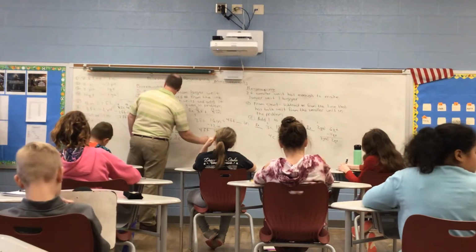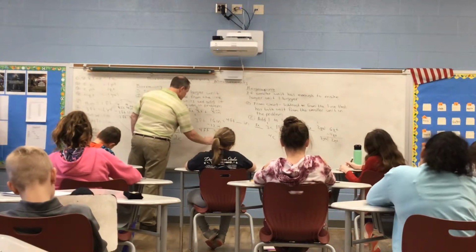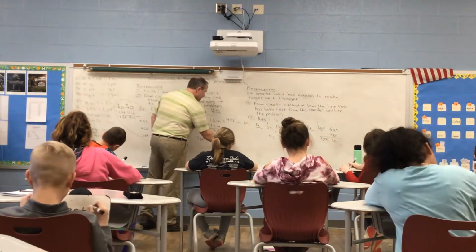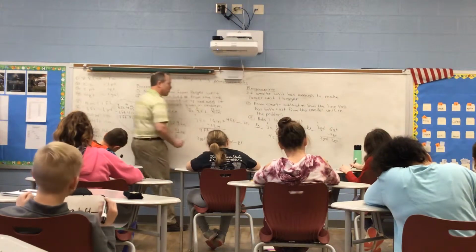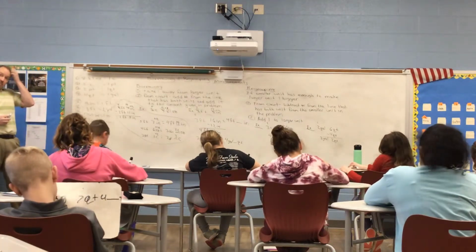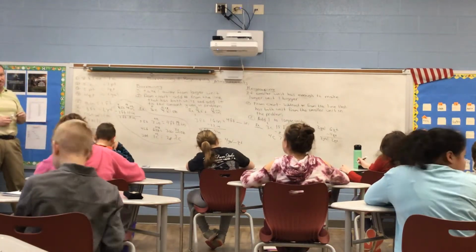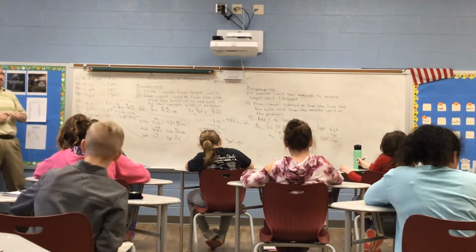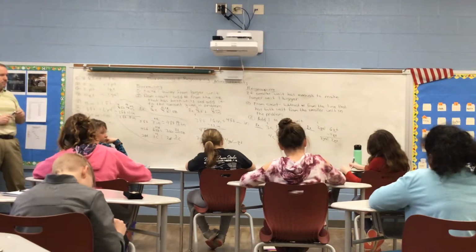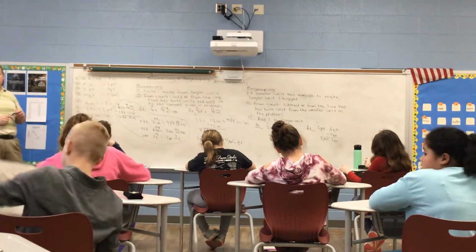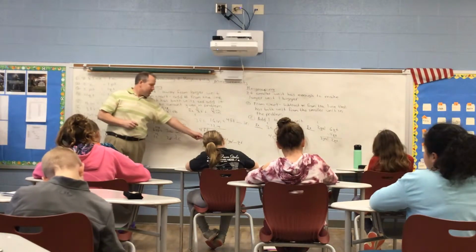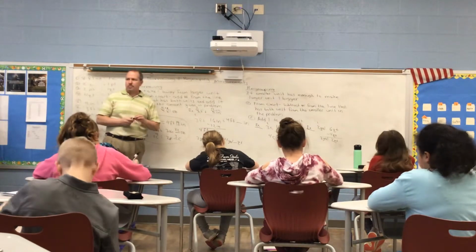Let's do another one. 3 gallons and 7 quarts becomes 4 gallons, blank quarts. Go ahead.